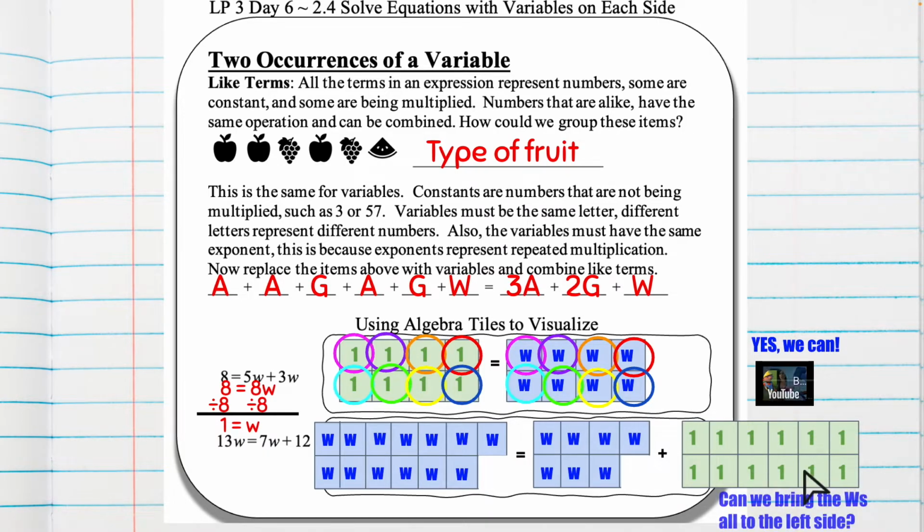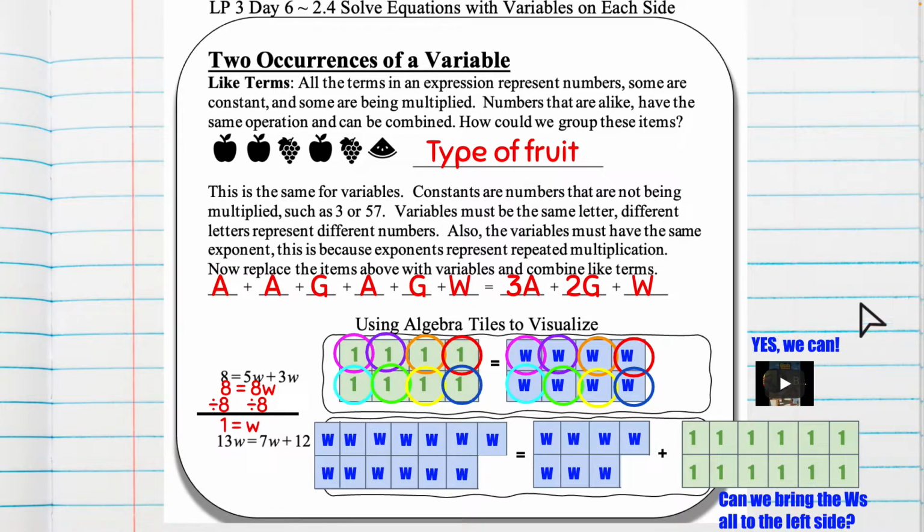Yes, we can. All right, there's my silly Bob the Builder again. So can we bring the W's all to the left side? Yes, we can. I think I need to delay that one a little bit for the yes, we can part. It goes off a little too quick.